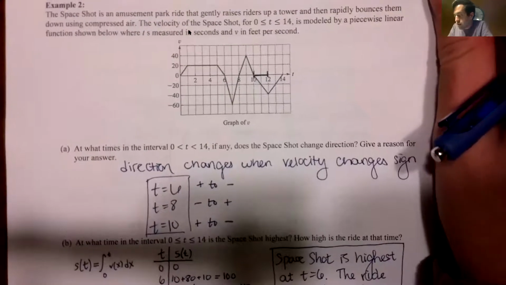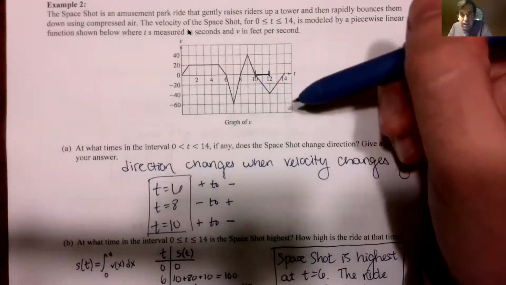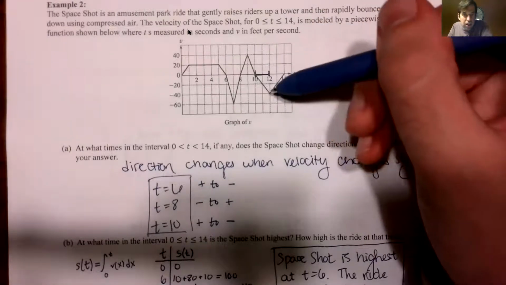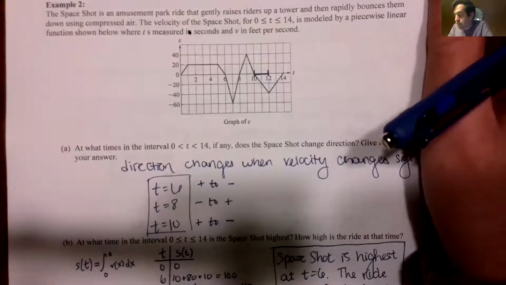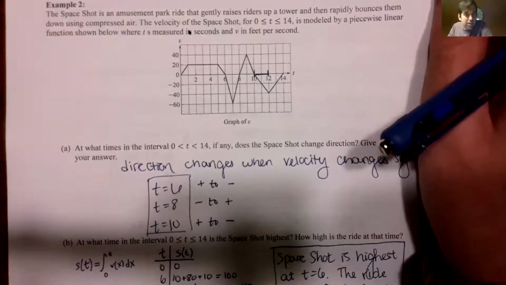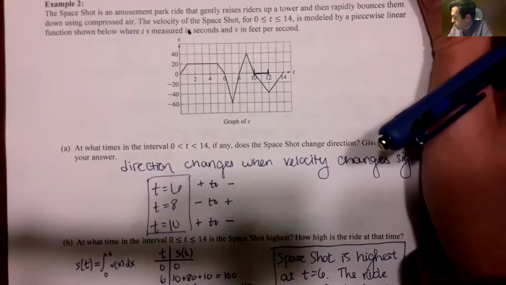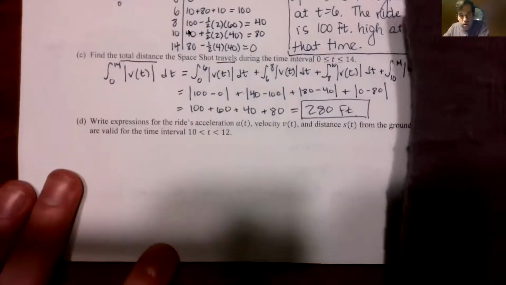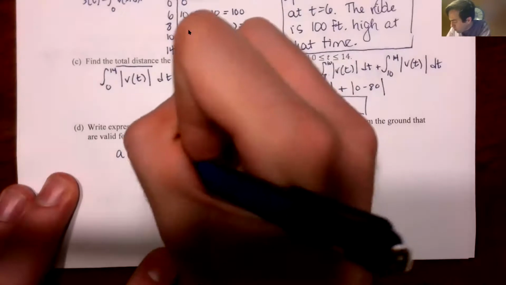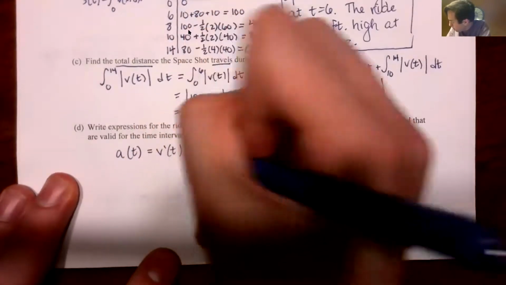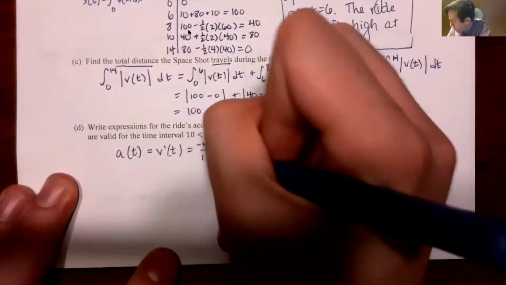So let's start with the acceleration. Remember, the acceleration is the derivative of the velocity. So we're just going to care what the slope of that line is. It's a straight line, so the derivative is just going to be a number, and it's going to be that slope. In order to do that, I'm going to use the good old-fashioned slope formula. So I'm going to write out that a of t equals v prime of t, which is negative 40 minus 0 over 12 minus 10.